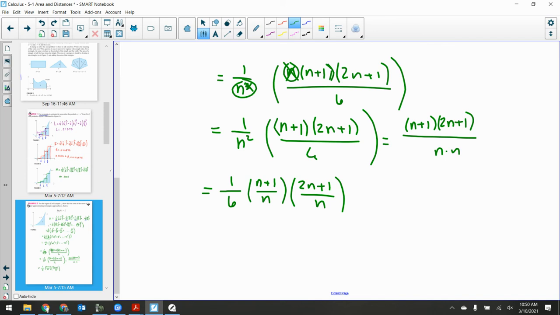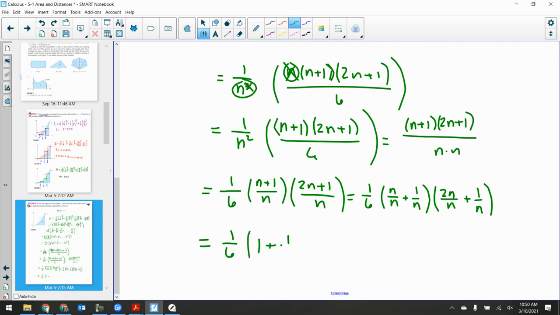And now if it's a sum on the inside, I'm going to break that up even more. That's 1/6 times n over n plus 1 over n, times 2n over n plus 1 over n. Now you may be thinking to yourself, what are we trying to do here? Well, watch what's going to happen. That n over n is going to turn into a 1. The 2n over n is going to turn into a 2. And now, what was n going toward? Well, n was going up to infinity, right?